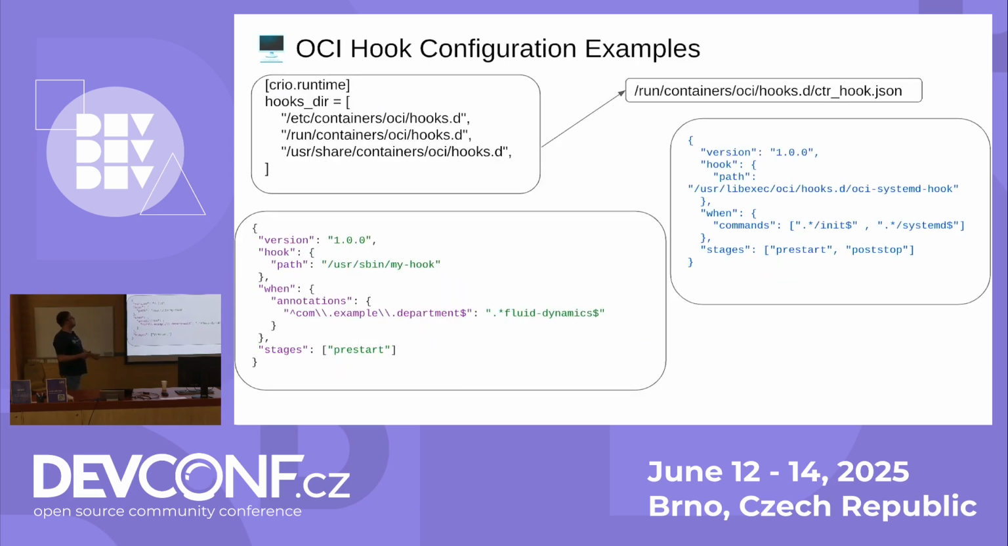So, for example, I took it from CRI-O. Here, the container engine will render the hook into the config JSON when it sees the following annotation regex. And on the right side, when the container command includes /init or /systemd, then CRI-O will render it into the OCI runtime specification.